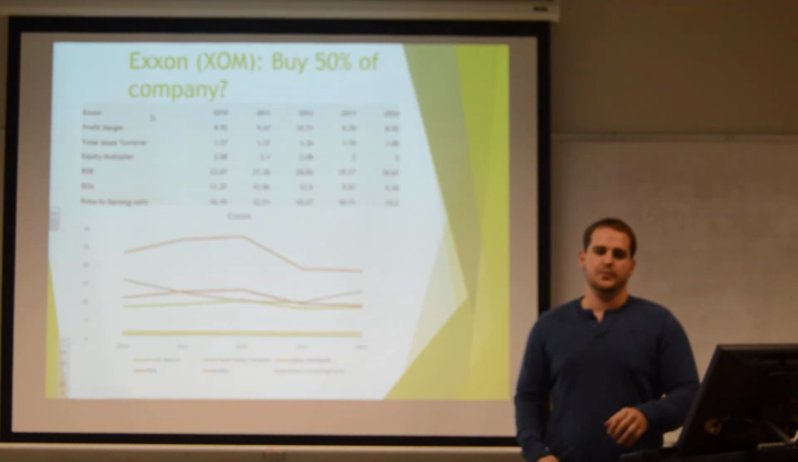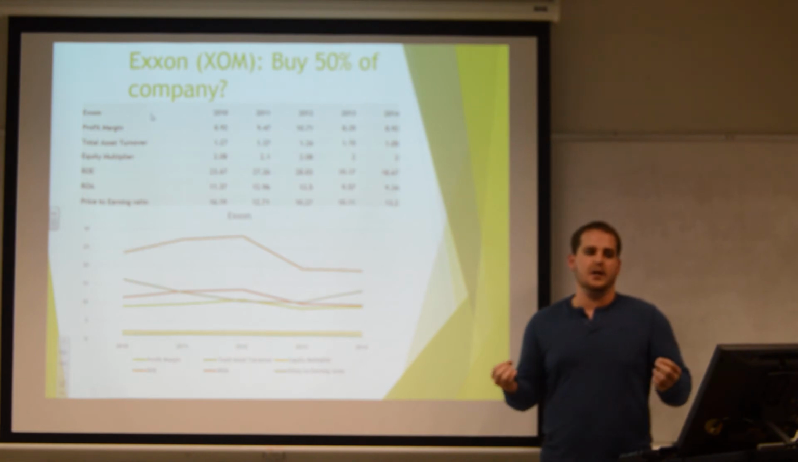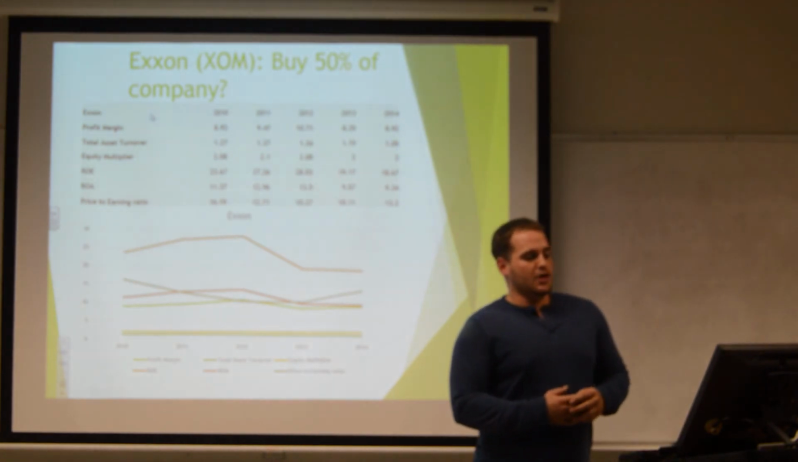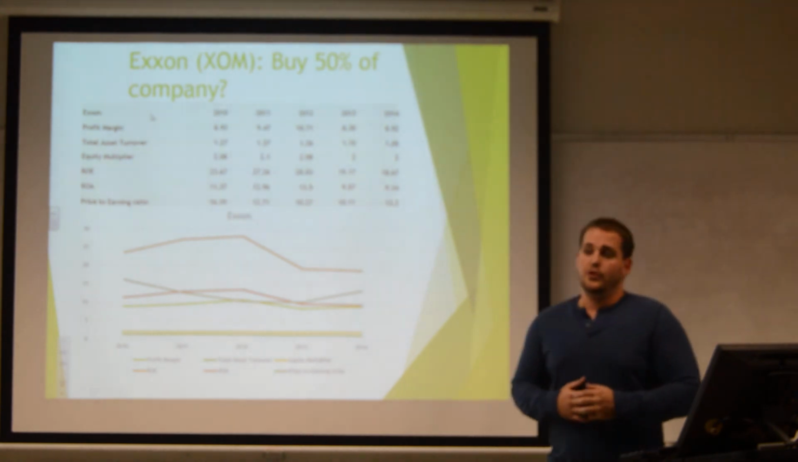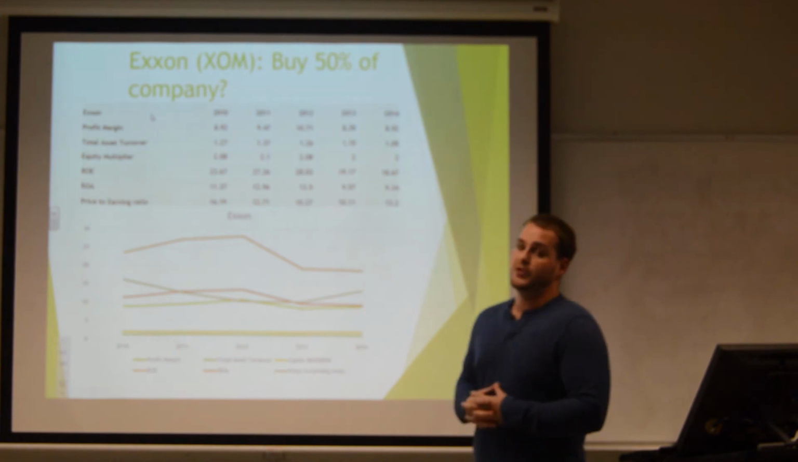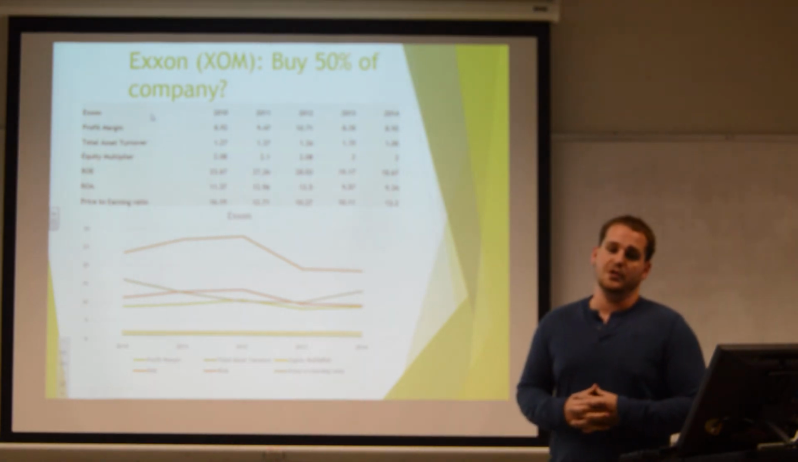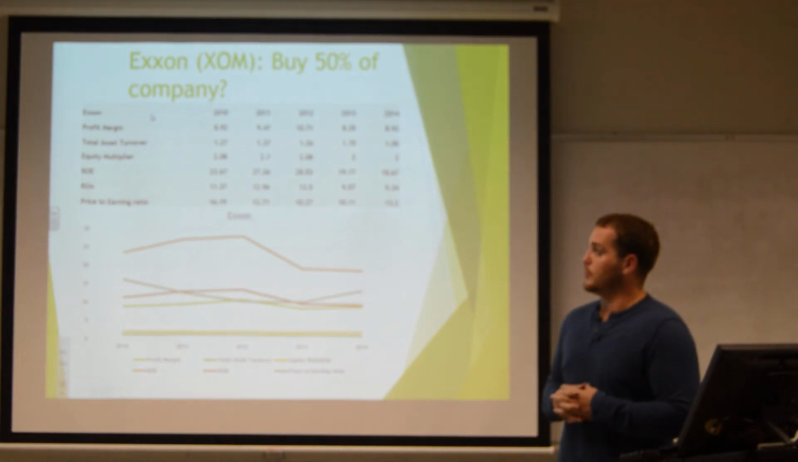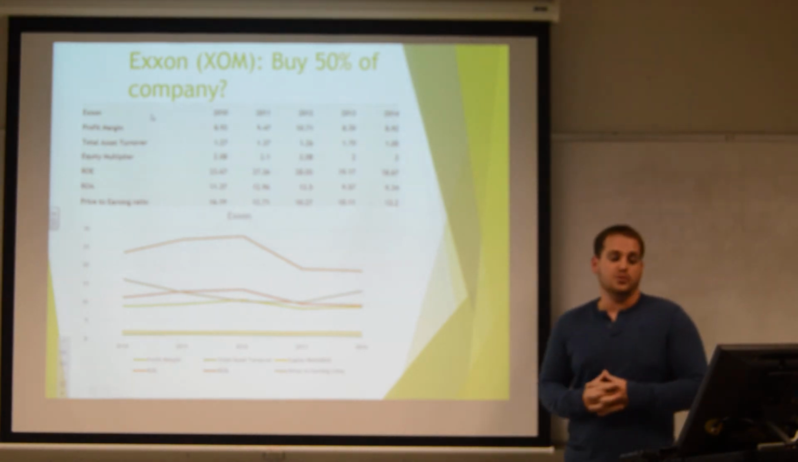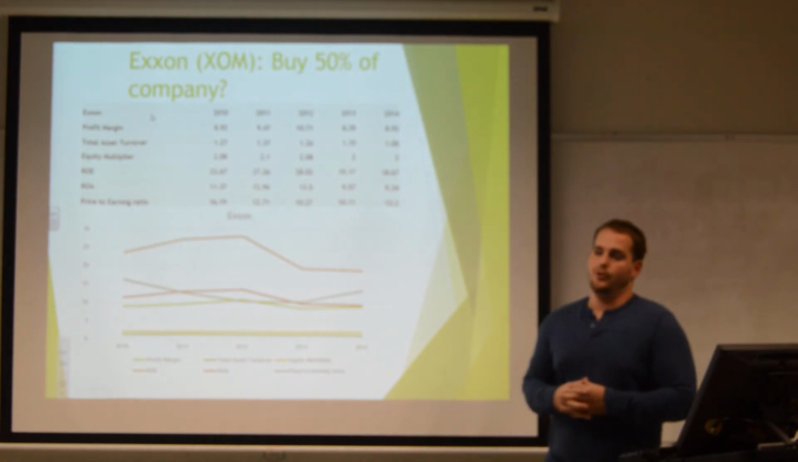The last question is which company I would like to buy 50% of. The first company I started with was Exxon. I went over a lot, because the decision to buy 50% is extremely risky. I had to go over a lot of ratios. The ratios I ended up going over were profit margin, total asset turnover, equity multiplier, return on equity, return on assets, and price earnings ratio.